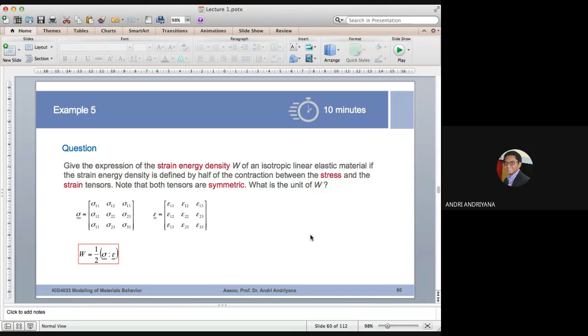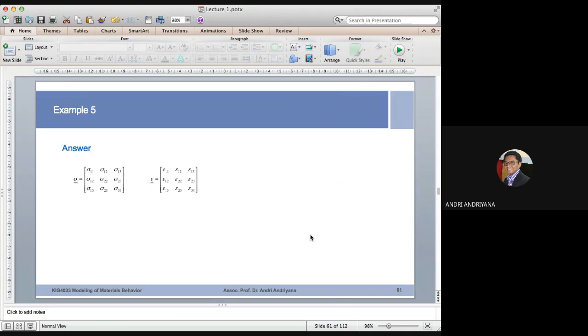So we need to strategize how to make it slightly shorter, instead of doing long calculations. So what can we do? Let's have a look at the next slide here. This is the two tensors. Again, both are symmetric. And then this is the definition of double contraction. So W is half of the double contraction of sigma and epsilon.